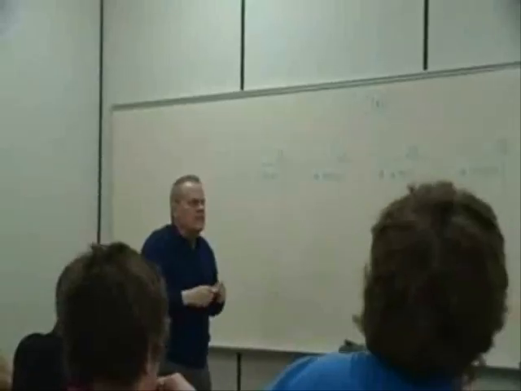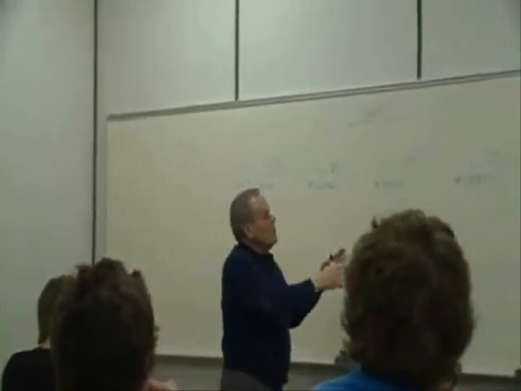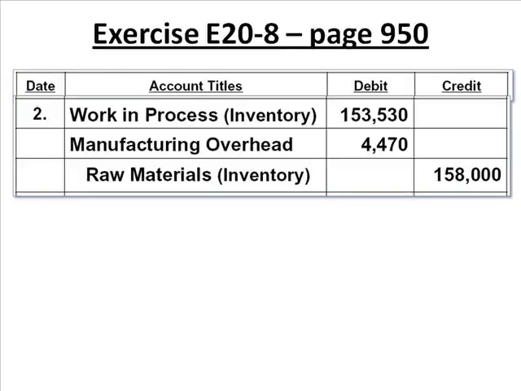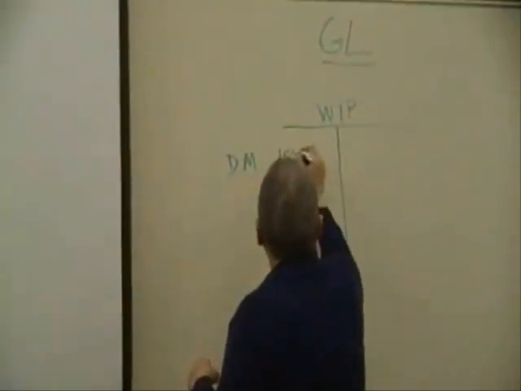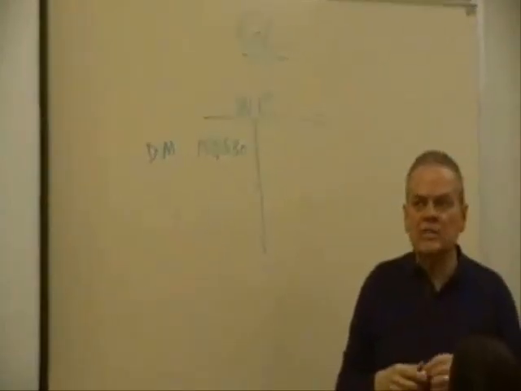So the specific information goes to individual jobs. The sum of all these, 153,530, the debit to work in process, the direct materials costs incurred were 153,530. Yes or no? If you've got a question, please ask me.